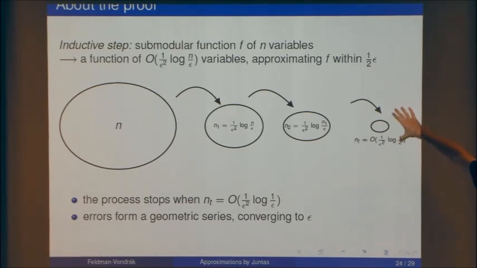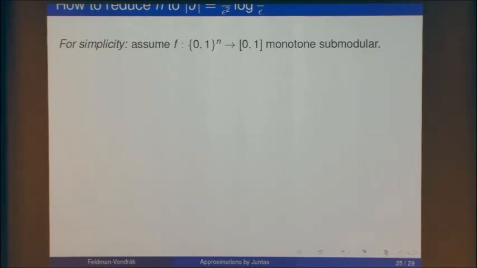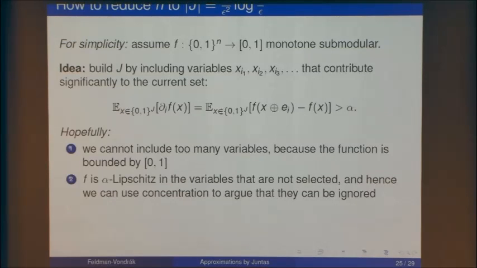So this is just to make it a standalone proof. I just have to explain how you make this one step from n to 1 over epsilon squared log n. Let's just do it for monotone submodular functions. The idea is to run some kind of greedy algorithm, because greedy algorithms are what works for submodular functions. But it's a different kind of greedy algorithm. The algorithm picks variables.